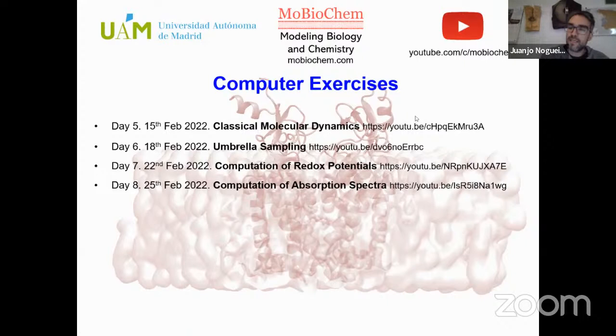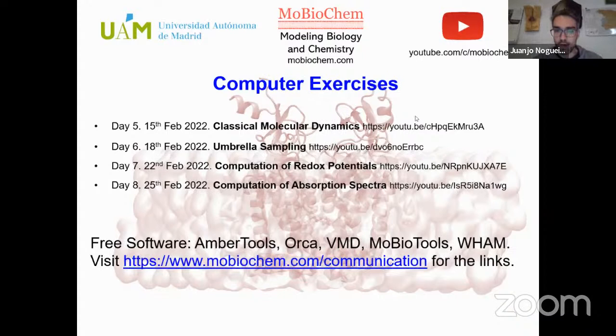Remember, if you want to run these tutorials, you should install on your computer Amber Tools, Orca, Visual Molecular Dynamics, MoBioTools, and the weighted histogram analysis method. So you need to install these five programs on your computer. All of them are free to download, so you don't have to pay anything, of course. And on our website, mobiochem.com/communication, you will find all the information regarding this course, including the links to download these five programs.